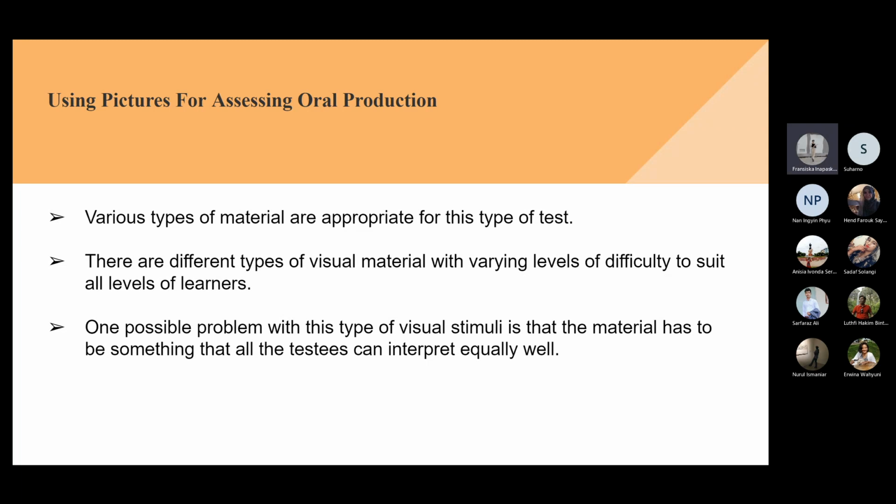One common type of stimulus material is a series of pictures which tells a story, with a few sentences of introduction to get the test taker started. The test takers are required to put together a coherent narrative. There are also different types of visual materials that range in difficulty to suit all levels, especially the levels of the learners.